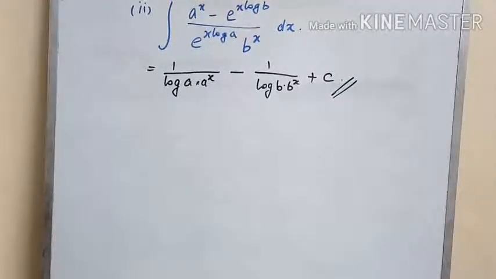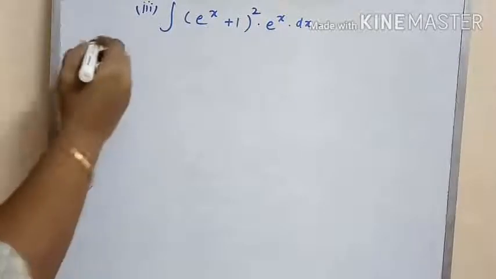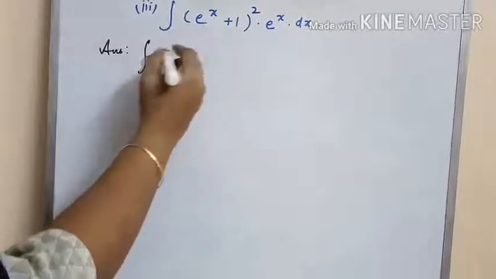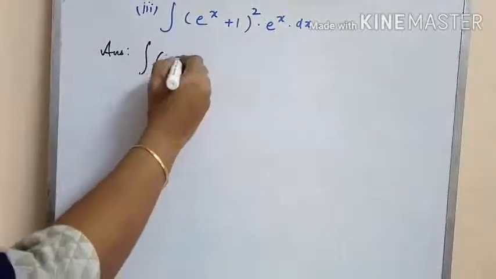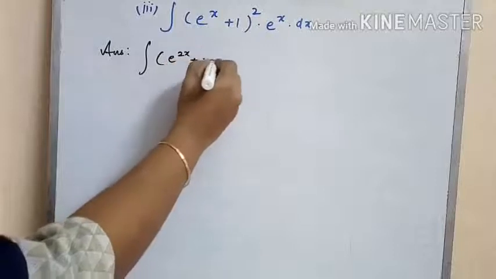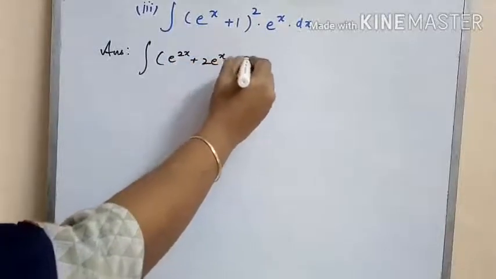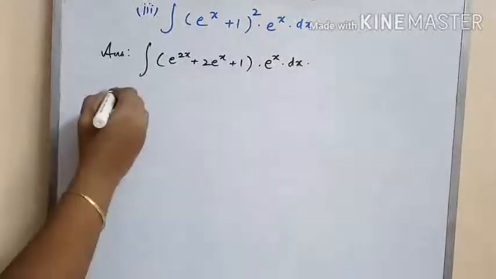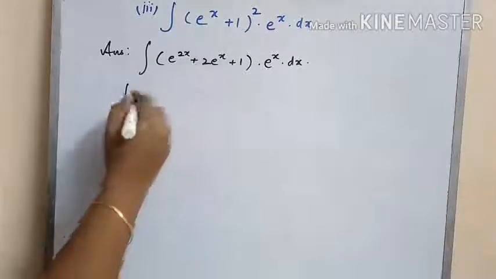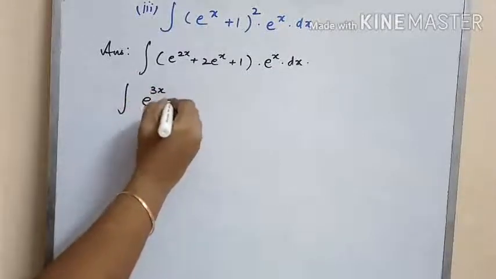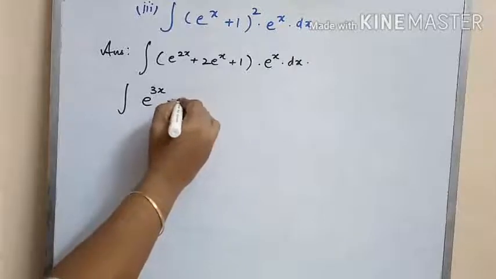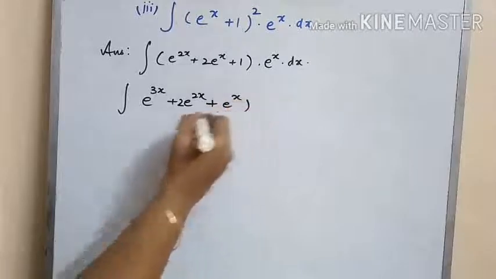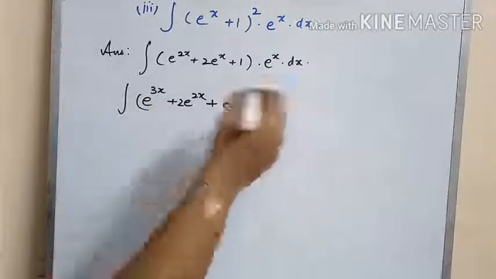Here for today's session we have one more problem. Integral of e to the power of x plus 1 the whole square into e to the power of x, which can be expanded as e to the power of 2x plus 2 e to the power of x plus 1 the whole into e to the power of x dx. Now multiplying each term with e to the power of x, we get e to the power of 3x plus 2 into e to the power of 2x plus e to the power of x the whole into dx.